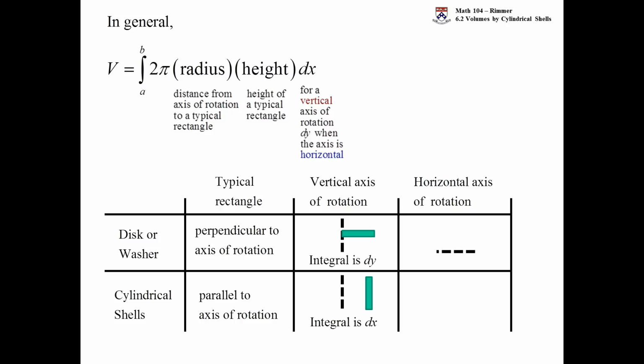For disc/washer, your typical rectangle you should draw would be perpendicular to the axis of rotation. And visualize it being spun around that. You'll have a disc or a washer. But now your disc or washer will be standing up and down, and your integral is going to be in x.